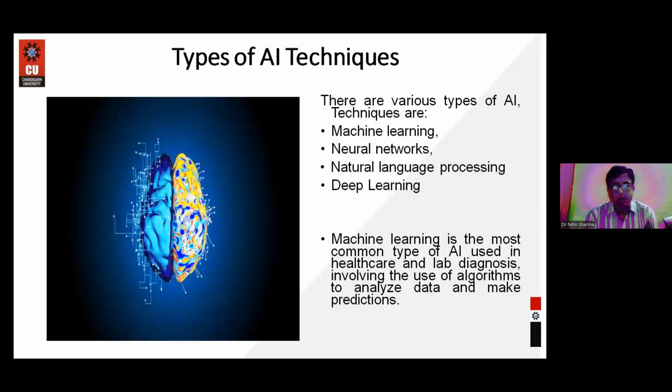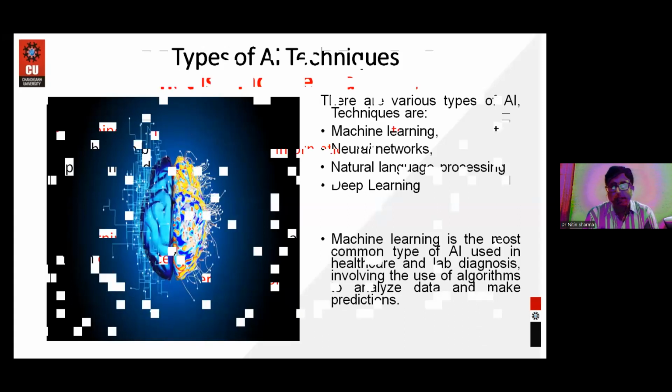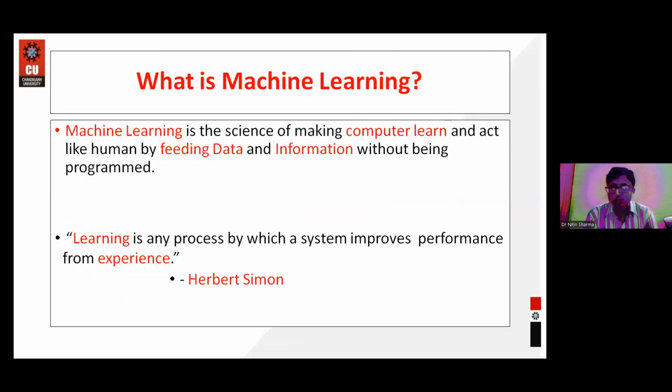Now, what is machine learning? Machine learning is a science of making computers learn. The emphasis is on the computer learning and acting like a human by feeding data and information without being programmed. Important is that we are not doing any programming. We are making them learn on the basis of the data being fed and information given to the machine. As Herbert Simon has said, learning is any process by which a system improves performance from its experience.